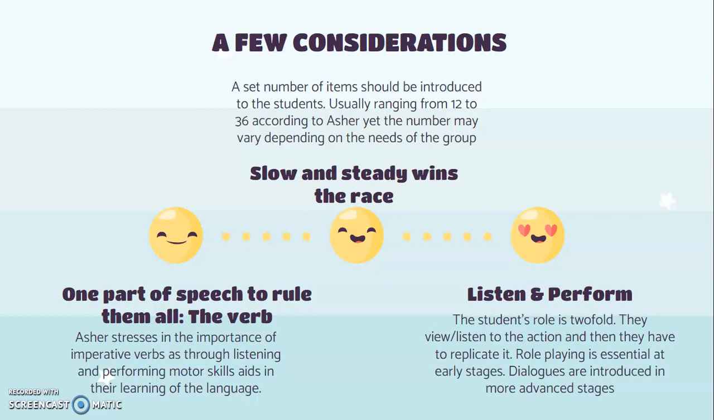Slow and steady wins the race. A set number of items should be introduced to students, usually ranging from 12 to 36 according to Asher, yet the number may vary depending on the needs of the group.